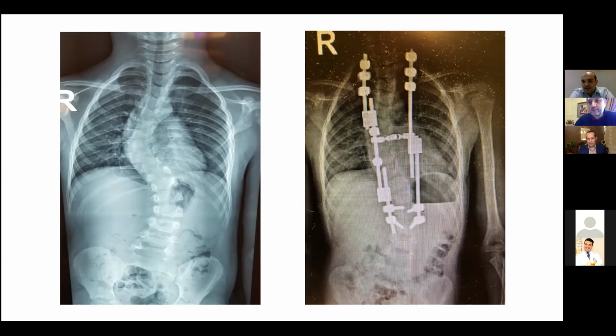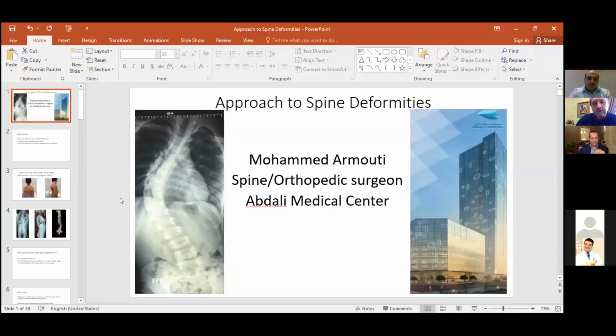So, Dr. Firas, can we start your presentation, please? Yes, please. Dr. Firas is the chairperson of the Jordan Spine Society. He's a well-known spine orthopedic surgeon, and he is going to talk about the approach to adolescent idiopathic scoliosis.